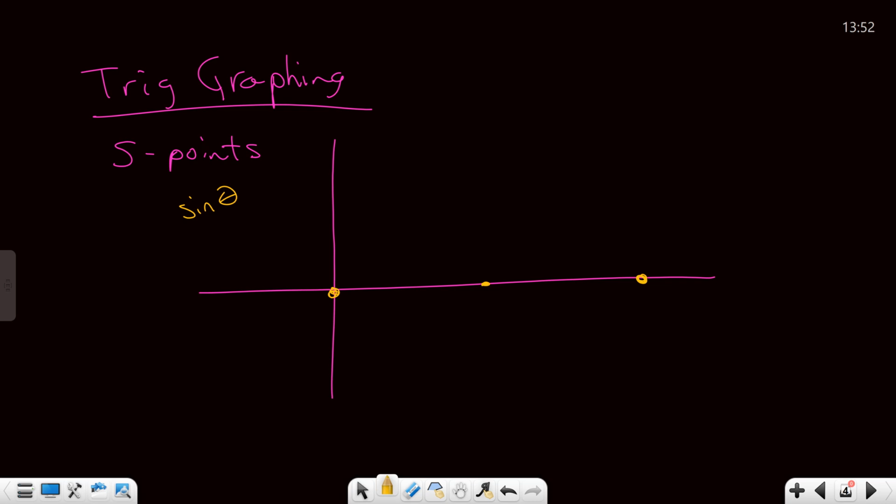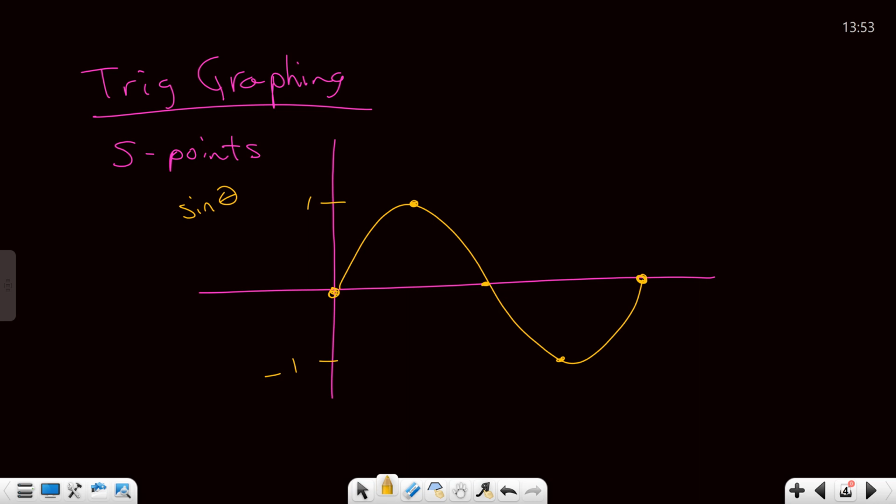Does it go up or down? Goes up. How far does it go up? Just one. We're just doing the basic sine graph. Halfway to halfway goes down to -1. Draw your curve and make it a curve, not V's, and you're done. All of them come down to 5 points. Cosine starts high, ends high, halfway it's low, halfway to halfway you're on the x-axis.